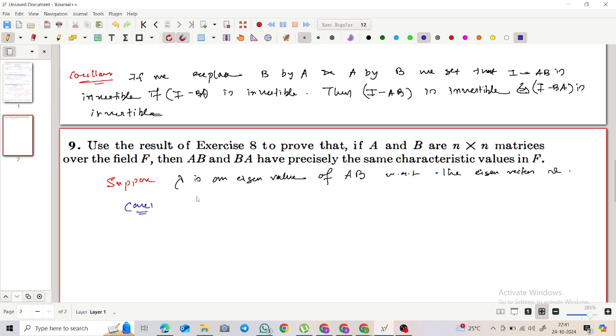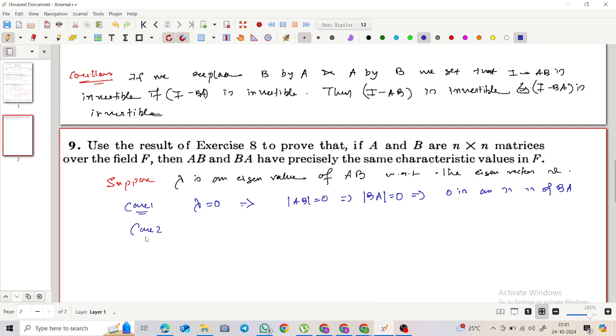Case 1. Lambda is 0. This implies determinant AB is 0. This implies determinant BA is 0. This implies 0 is an eigenvalue of BA.